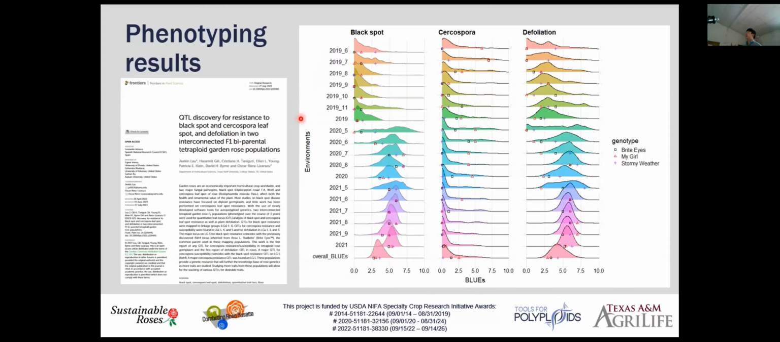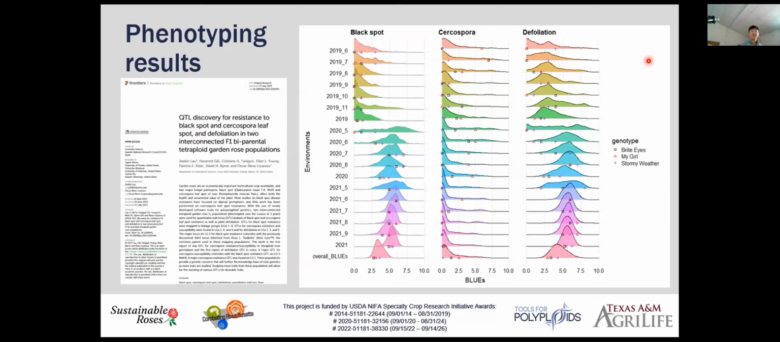What you see is that for black spot, this first year, you had clear resistant individuals and susceptible individuals. In 2020, you still have some resistant individuals and more susceptible individuals. But after about 2020, month 6, you kind of lose those resistant individuals. And you see that change in the phenotypes that you see in the field. On the other hand, cercospora is just kind of constant through the whole study.